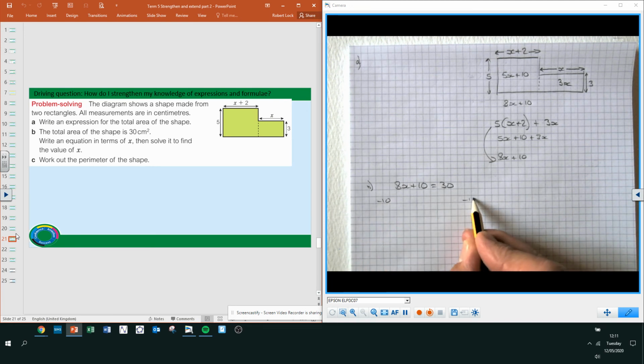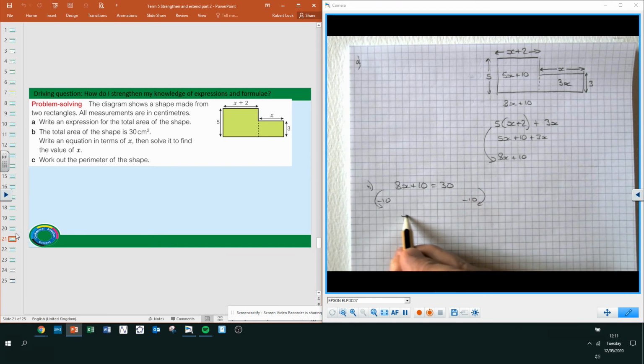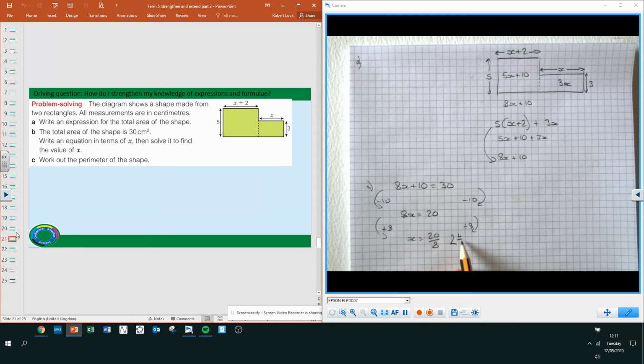Minus 10 on both sides. 8x equals 20. Divide by 8, both sides. X equals 20 divided by 8. Now, how many x in 20? 2. What's left over? 4 over 8, which is the same as 2.5. So x equals 2.5 centimeters.